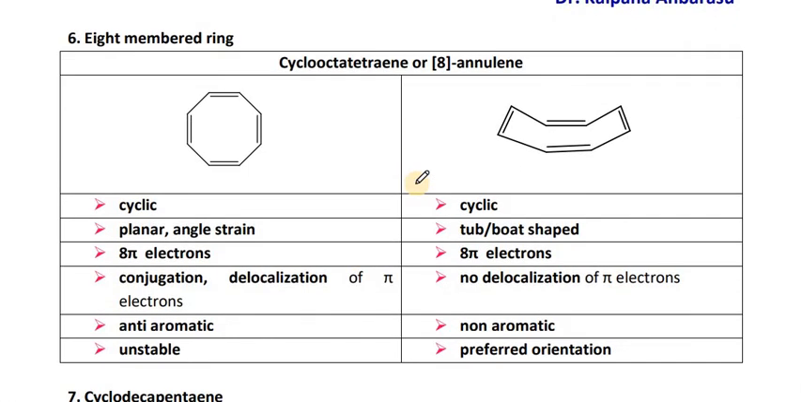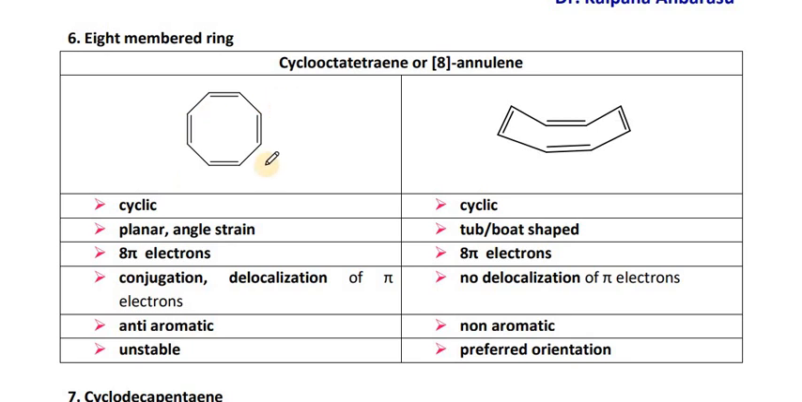Coming to the 8-membered ring, that is cyclooctatetraene, which is also called 8-annulene. It has 8 carbon atoms with 4 double bonds. The compound seems to be cyclic. If it is planar, it will have angle strain. It has 8 pi electrons. There is conjugation, alternate single and double bonds. Therefore, delocalization is possible. But it follows the 4n pi electron, that is Huckel's anti-aromatic rule. Therefore, the compound is anti-aromatic and unstable.